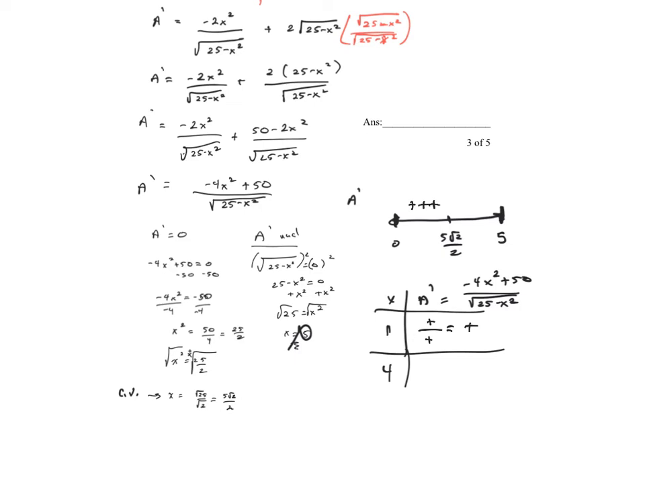If I try the number 4, 4 squared is 16 times negative 4 is negative 64, so I'd have a negative number on top. On bottom, 4 squared is 16, 25 minus 16 is 9, and the square root of that would be a positive number. Negative over a positive is a negative. So indeed, I do go from increasing to decreasing as desired, making this point with the first derivative test a maximum. So I have proven that 5 root 2 over 2 is a maximum, but let's go back to the problem and interpret what they wanted.